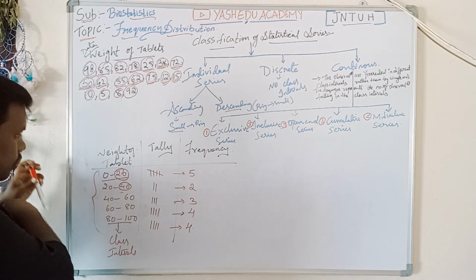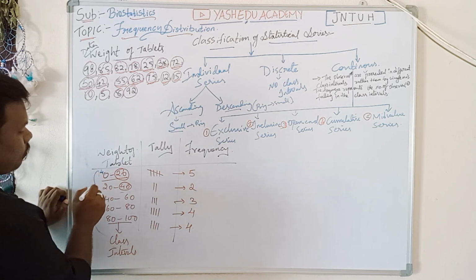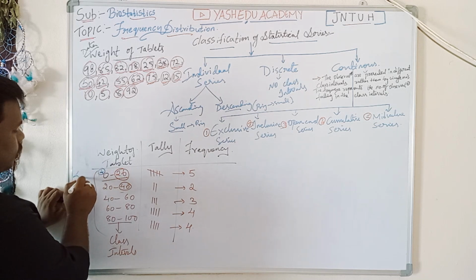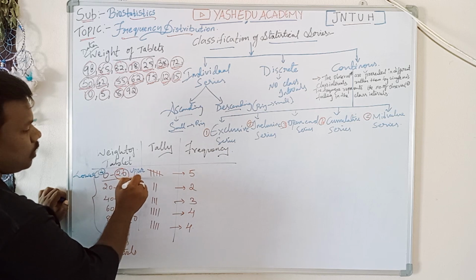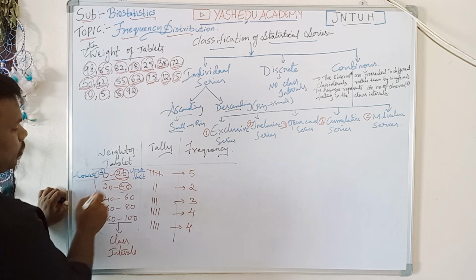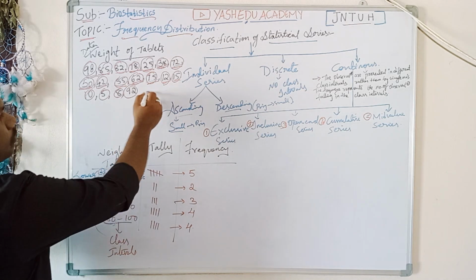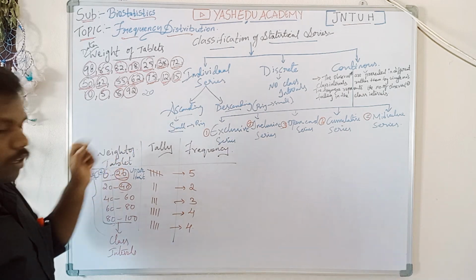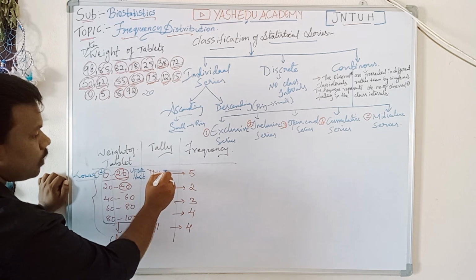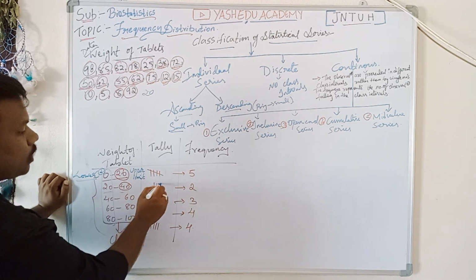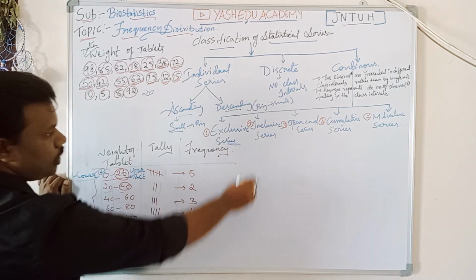Upper limits means the left side of the numbers are called the lower limit, and the right side numericals are called the upper limit. So in the lower limit, only these numbers are calculated. For example, if the value 20 is given in the raw data, we should not give the tally mark here. We should give the tally mark on the second one. So the upper limits are not included in exclusive series.